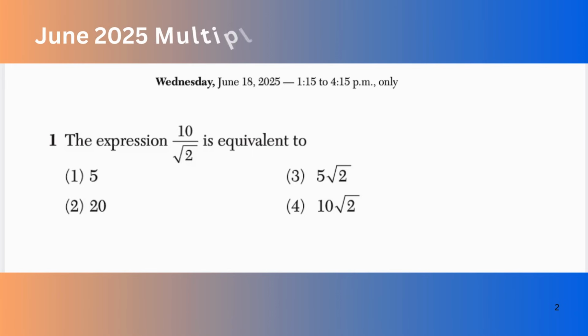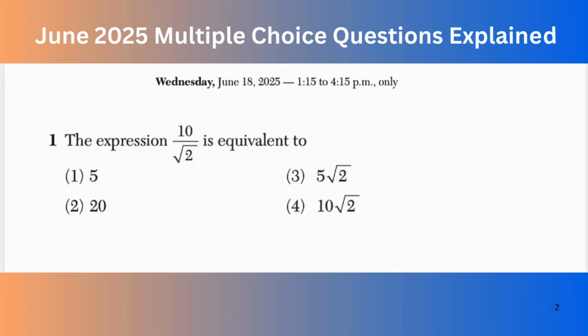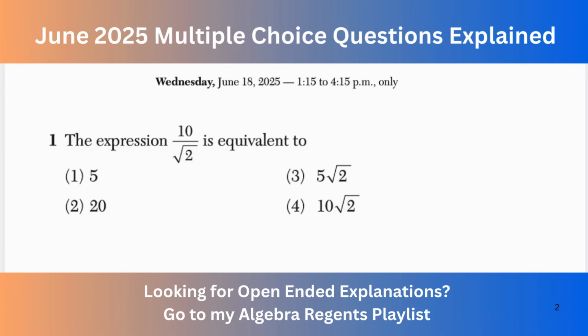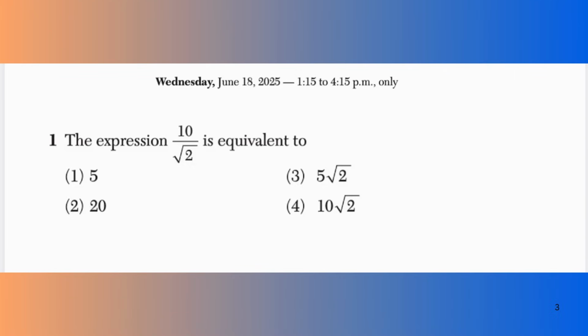Let's get into number one. The expression 10 over radical 2 is equivalent to which expression? We can do this by rationalizing the denominator. We can also do this by calculator, and we can use some common sense here as well.